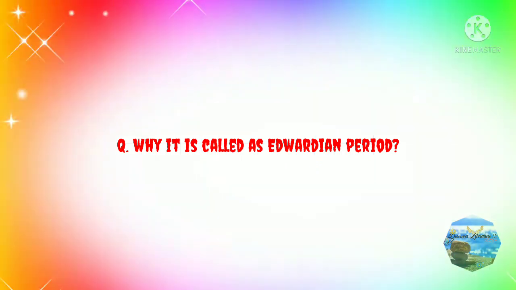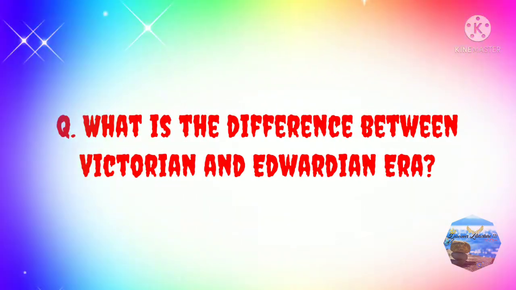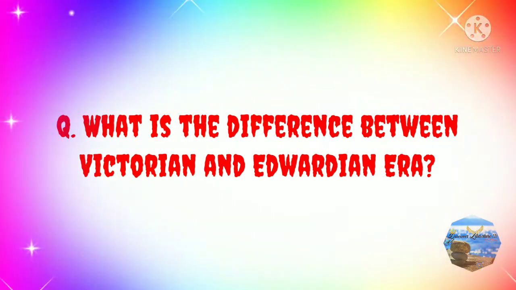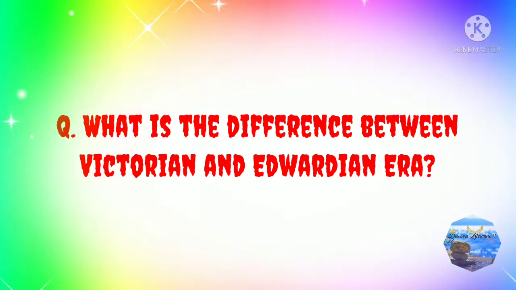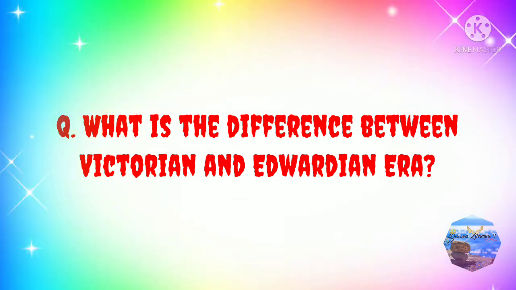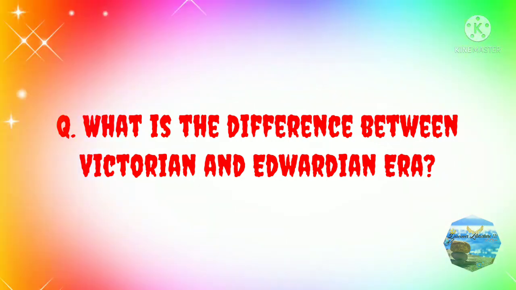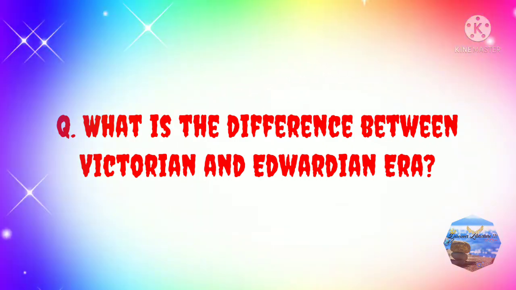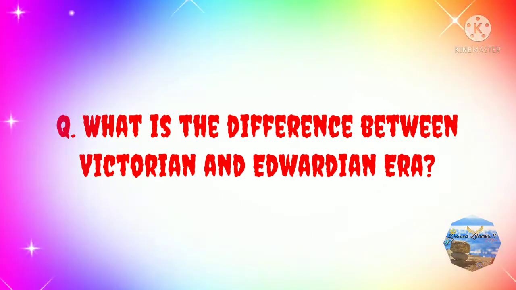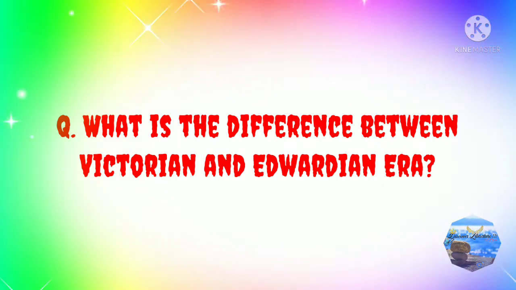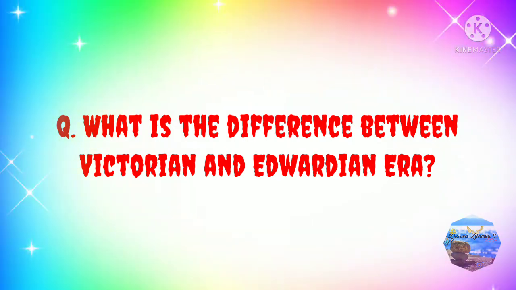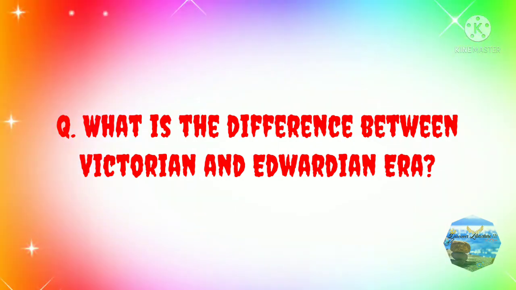Now, what is the difference between the Victorian and Edwardian eras? The main difference between the Victorian and Edwardian era in its strictest meaning is that the Victorian era was the time in which Victoria was on the throne, that is from 1837 to 1901, and the Edwardian age was the time in which her son was on the throne, that is from 1901 to 1910.